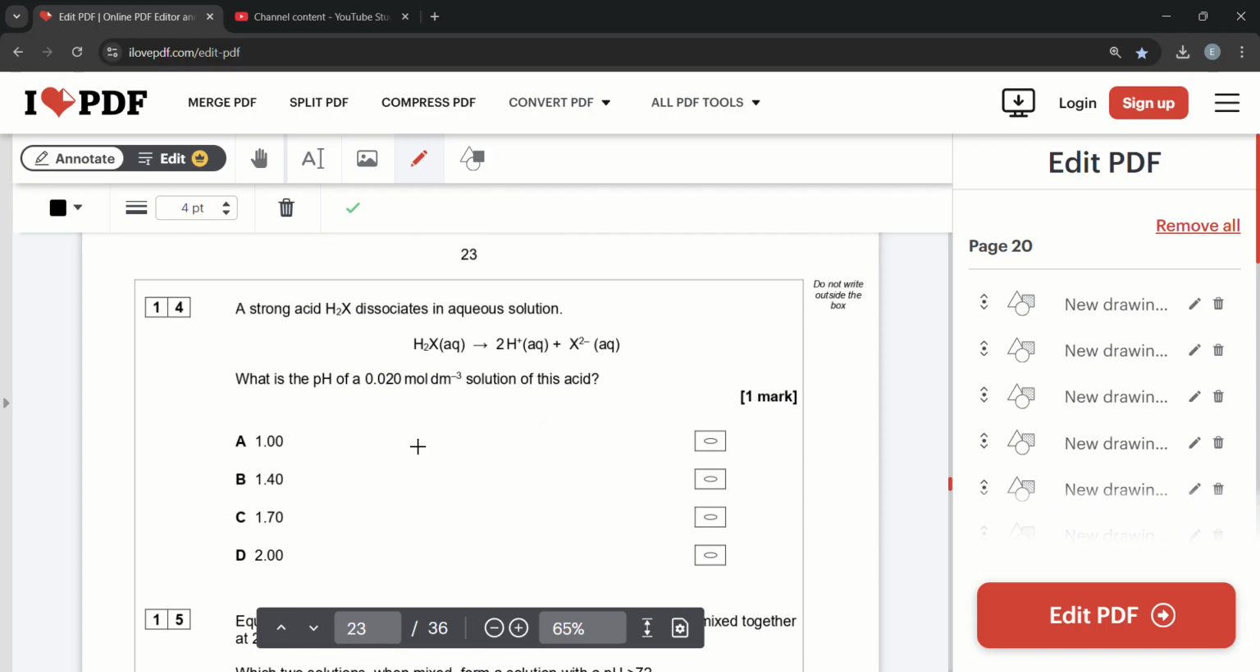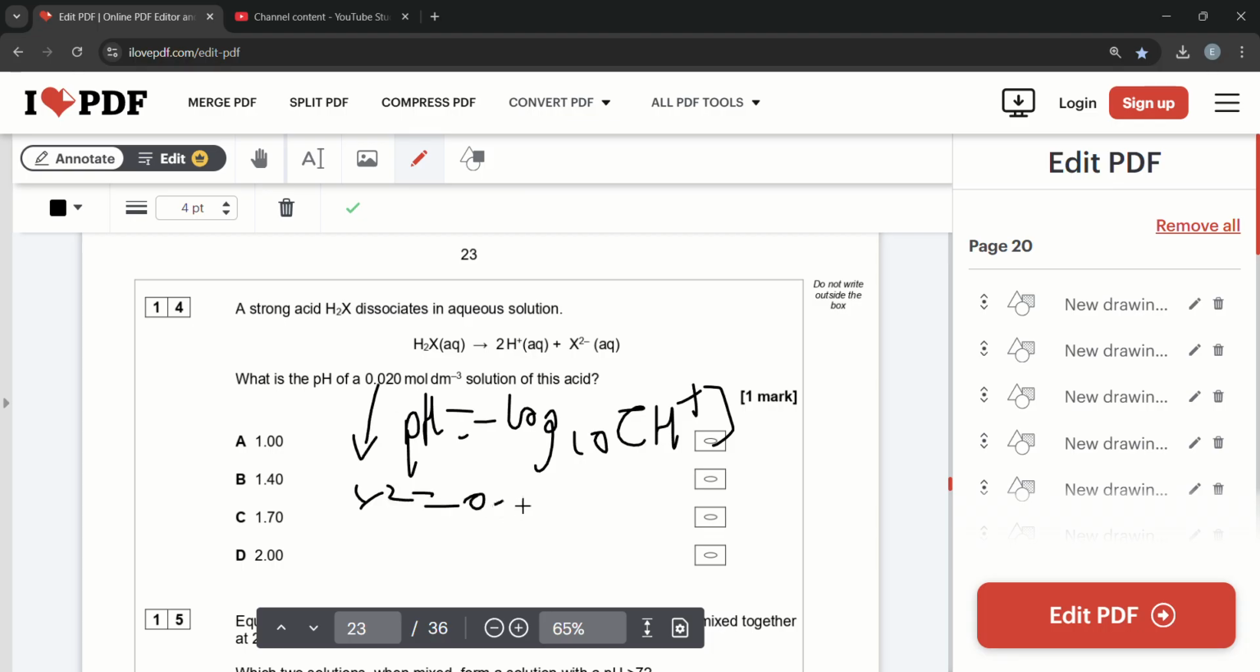Well, pH equals minus log 10 of H+, the concentration of hydrogen ions, and we've got H2X. So what we need to do is multiply this by 2, which will give me 0.040, and then do the pH of that: minus log 10 of 0.020 times 2. That gives 1.397, so 1.40. That's the tricky part. It's got 2 hydrogen ions.